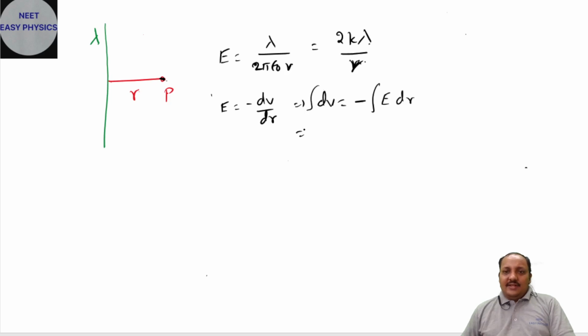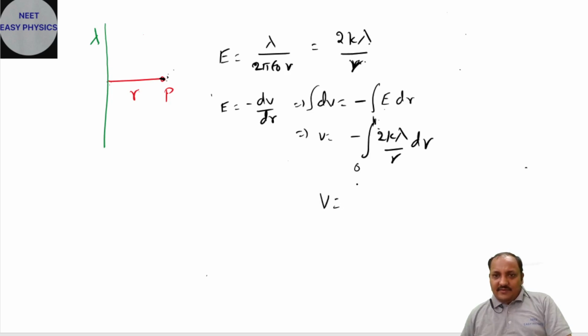If you do integration on both sides, now V is equal to minus integral of E, and E here is going to be 2K lambda by R dr. Here R is changing from where to where we are calculating. From here to here means 0 to R. From there to here means infinity to R. Whichever you want to write is your wish. 0 to R.